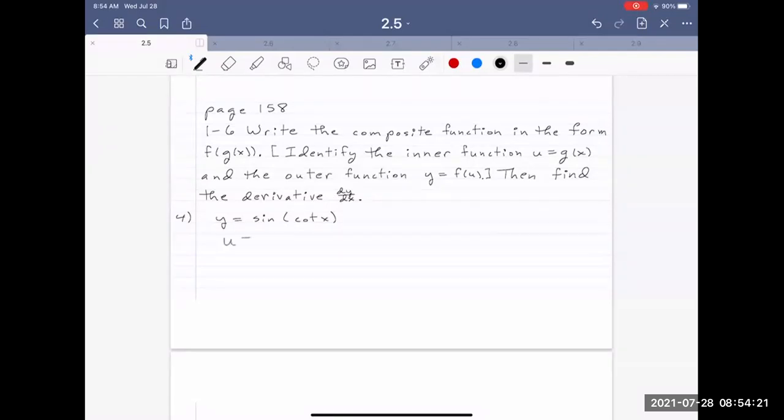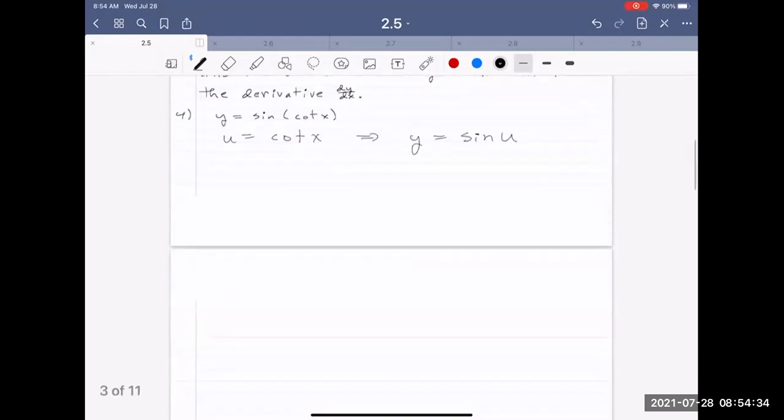Let u equal cotangent x. Then y is equal to the sine of u. Therefore, using Leibniz notation, dy over dx is equal to dy over du times du over dx. And I can just, quote unquote, multiply and divide by du. Of course, I'm not multiplying and dividing by du. I'm using Leibniz notation. We have the following.